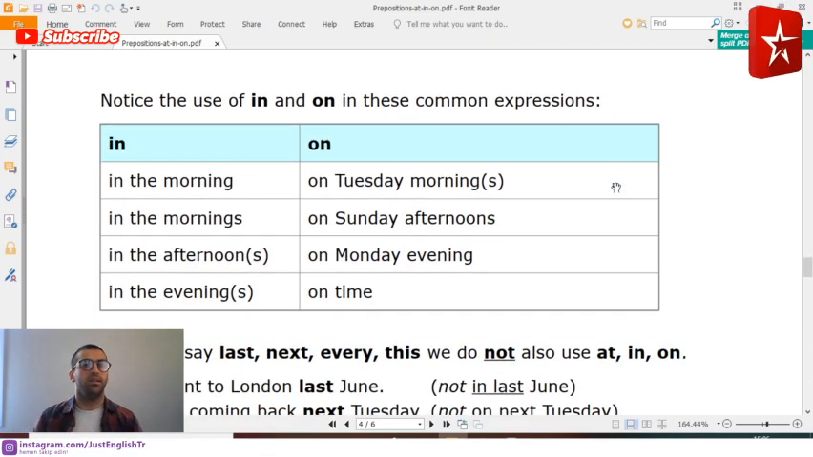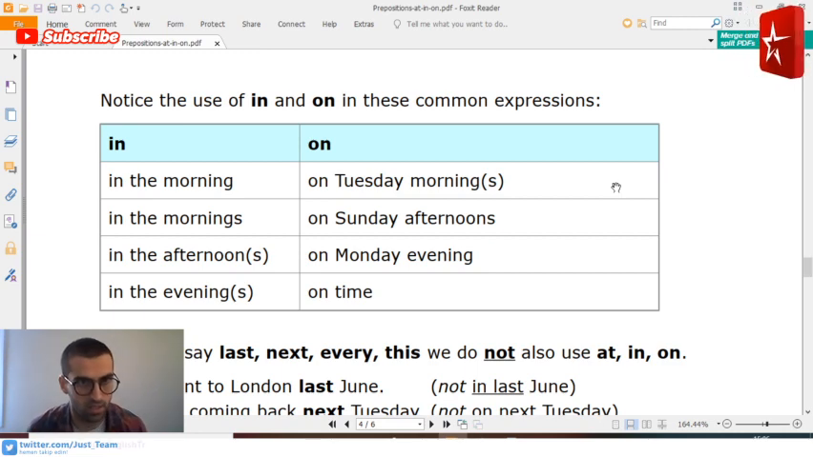And in, notice the use of in and on. In these common expressions, like standart kelimeler at için olduğu gibi in veya on'da da vardır. Mesela in the morning, sabahları. In the mornings is true. In the afternoons and the evenings, akşamları. Öğlenden sonralar. The part of the day we use in: in the morning, in the afternoon and in the evening.